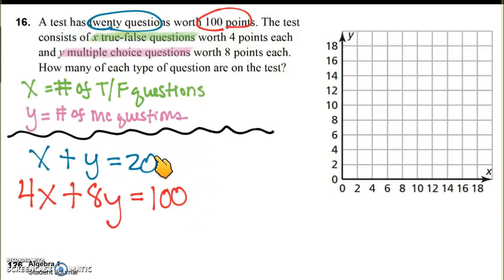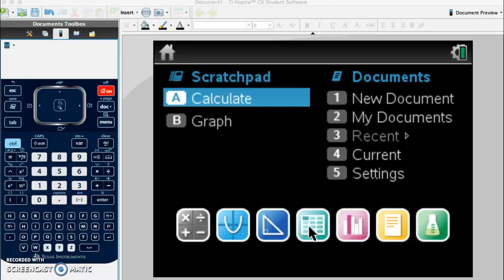And so since we have our two equations written, now we can utilize the calculator and we can find where those two lines intersect, because that's going to be the common solution, because that's the question that we have to answer here. How many of each type of question on the test are there? So that's what we want to determine. So let's go to our calculator and let's see if we can determine that.